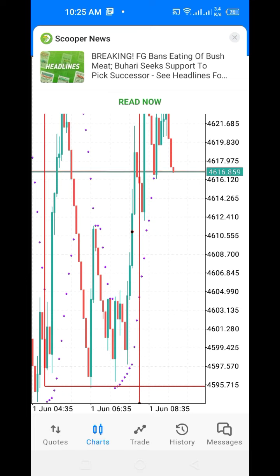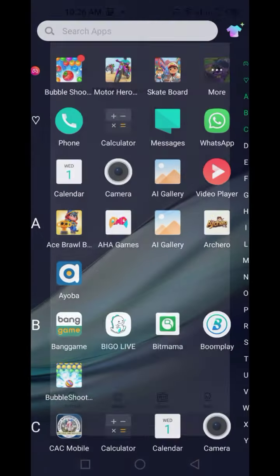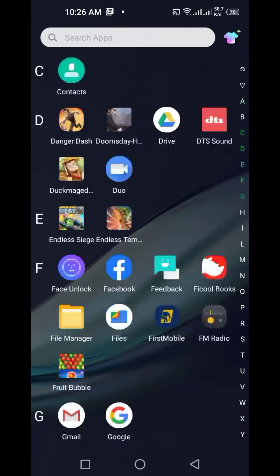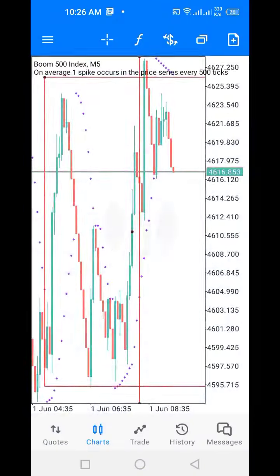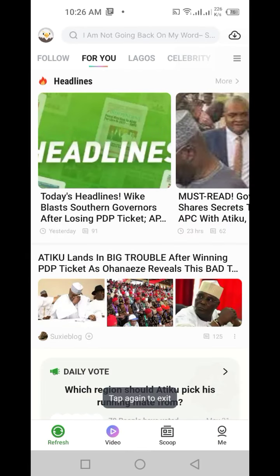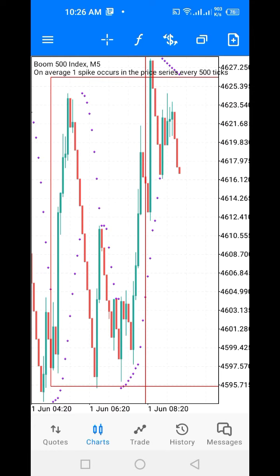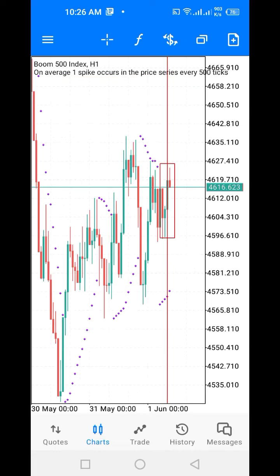So let's do some more backtesting. Let's go. Sorry. I'm coming. I'm sorry. So let's stick to the rules. Let's go down and do some more backtesting.